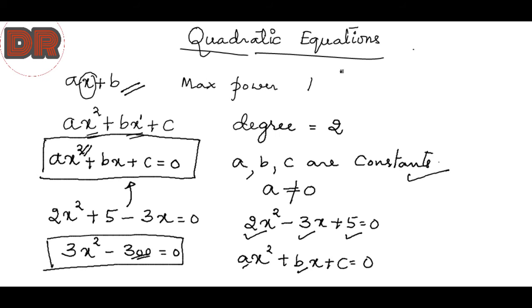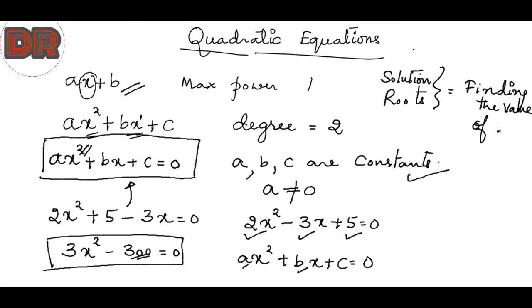If they ask what is the solution of the quadratic equation, or what are the roots of the quadratic equation, all these are the same. This is nothing but finding the value of x, or finding the value of the variable. Since the maximum power of the variable is 2, the variable will get two values. That is because it's a quadratic equation.